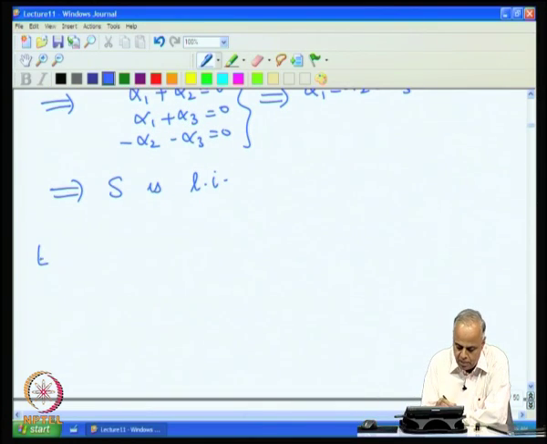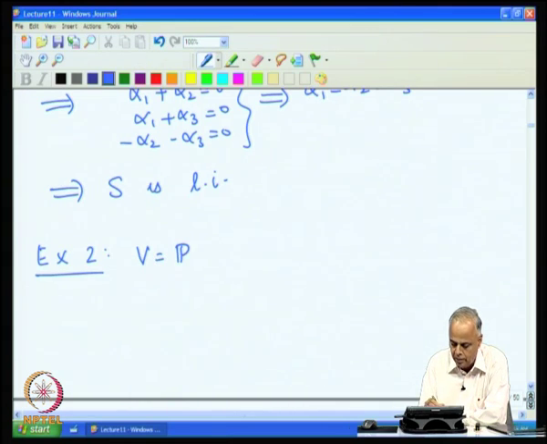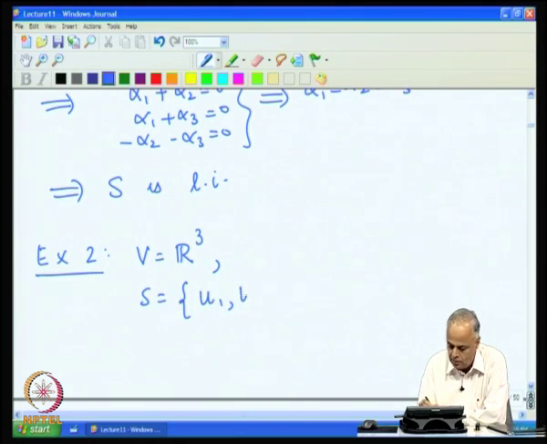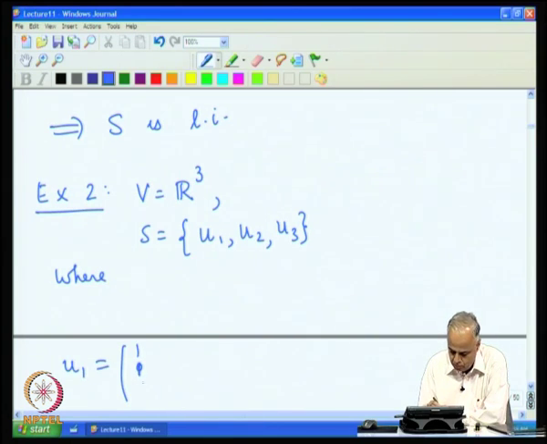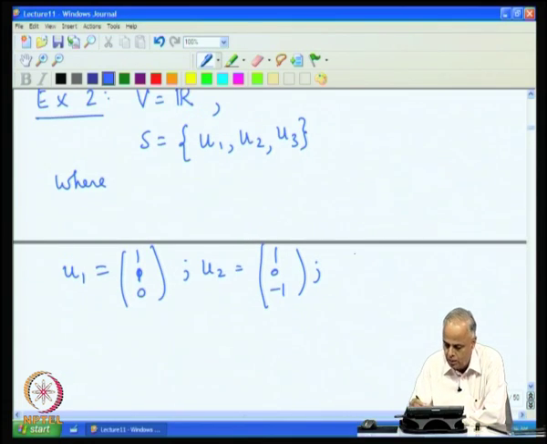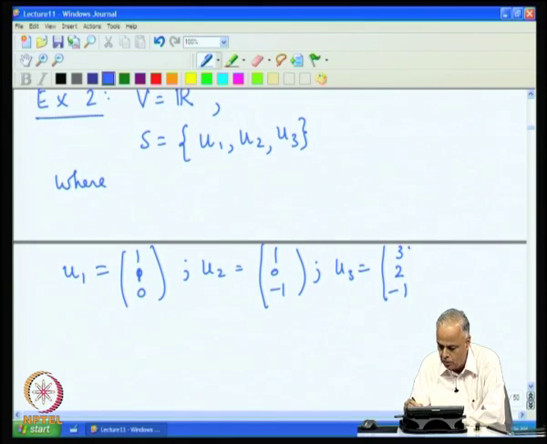Let us look at another example. Again let us take V to be the vector space R3. Now, let us take again S to be a set with 3 vectors u1, u2, u3, where u1 is as before, u2 is as before. Let us now take u3 to be (3, 2, -1).